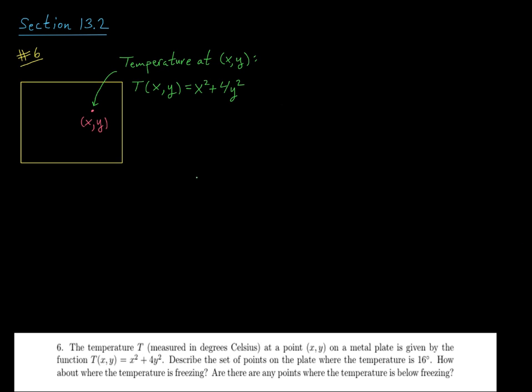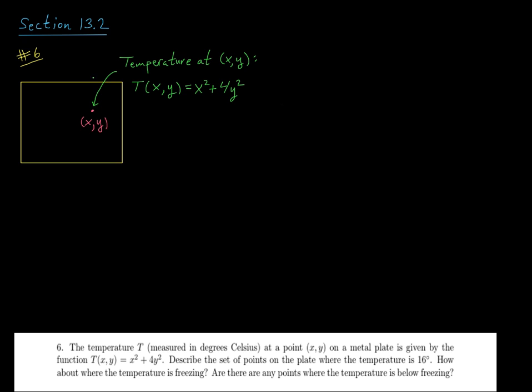Okay, in this video in section 13.2, we're going to look at question number 6. This problem says that the temperature T measured in degrees Celsius at a point (x, y) on a metal plate is given by the function T(x, y) = x squared plus 4y squared. Describe the set of points on the plate where the temperature is 16 degrees. How about where the temperature is freezing? Are there any points where the temperature is below freezing?